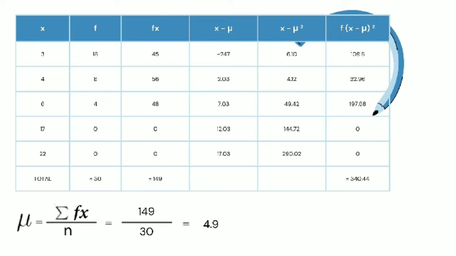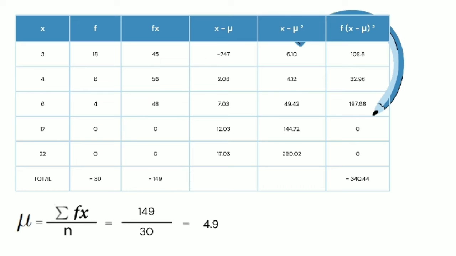Before moving on to the fourth column, we will first calculate the mean by dividing the total of the third column by the total of the second column, which we will find in our data. As we move to the fourth column, we will subtract the mean from the data values. Then, in the fifth column, we will simply square the result of the fourth column.